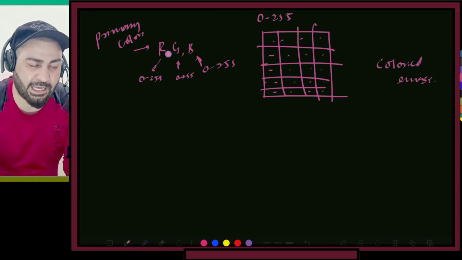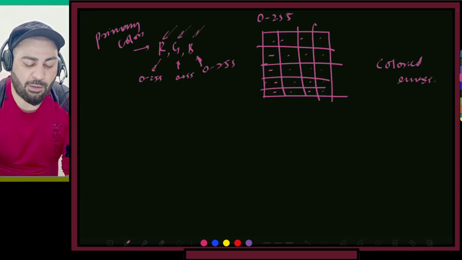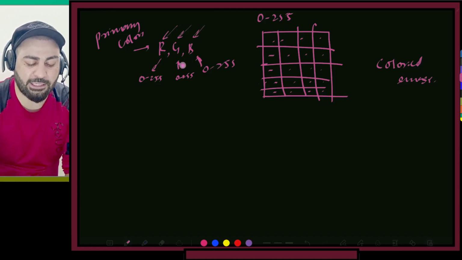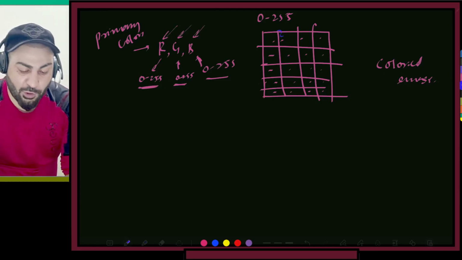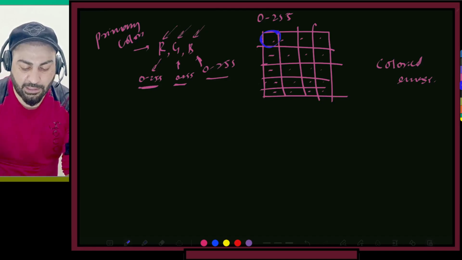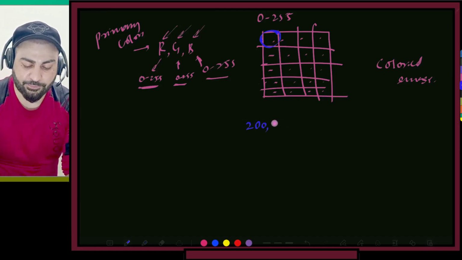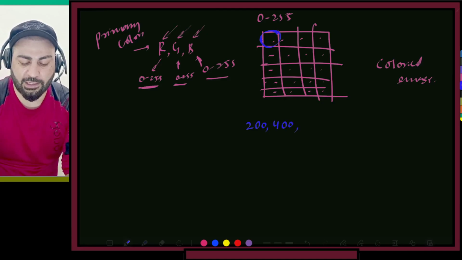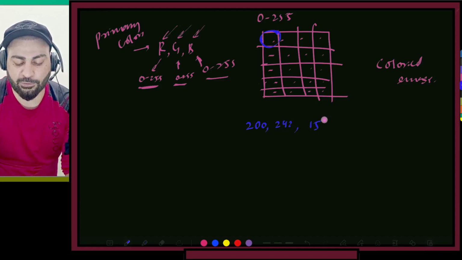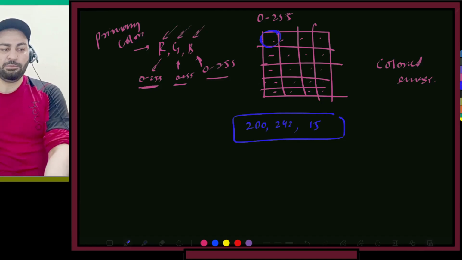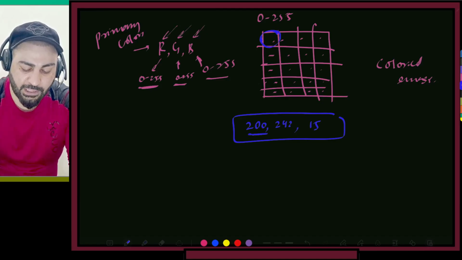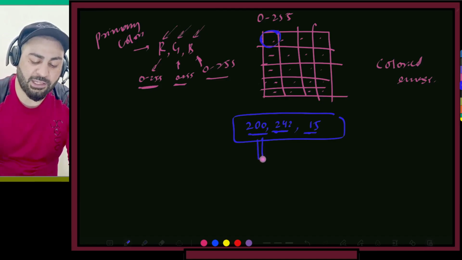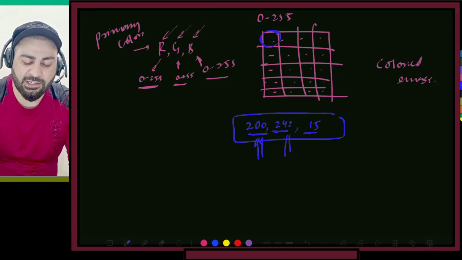So we have these 3 channels now: red, green, and blue. Each pixel will have these 3 values, and each value ranges from 0 to 255. Let's suppose if we talk about this pixel, it can be 200 of red, 400 of green, and let's not say 400, sorry, 242 of this, and then 15 of this. So this will be a color. There are online websites where you can open these images, and if you click on a pixel, it will show you how much red is there, how much green is there, and how much blue is there.